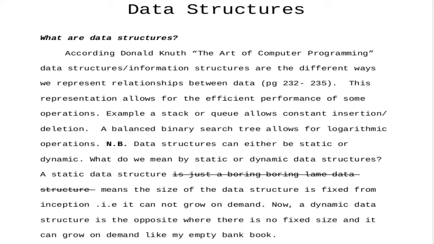Data structures. What are data structures? According to Donald Knuth, The Art of Computer Programming, data structures/information structures are the different ways we represent relationships between data, pages 232 to 235. This representation allows for efficient performance of some operations. Example, a stack or queue allows constant insertion/deletion. A balanced binary search tree allows for logarithmic operations.